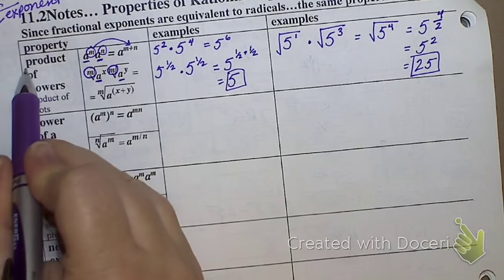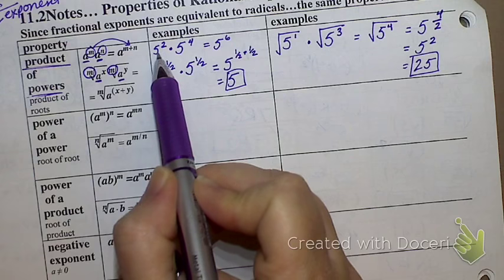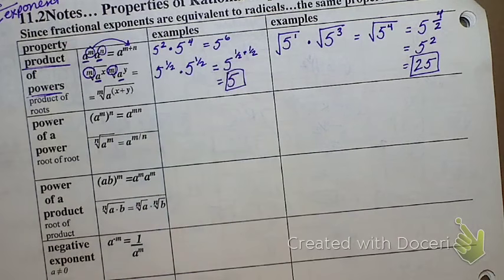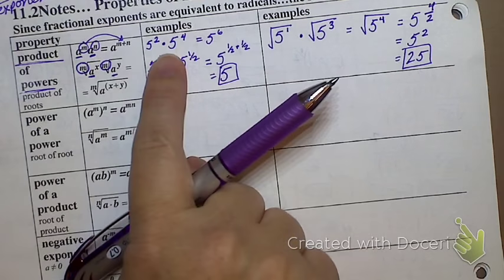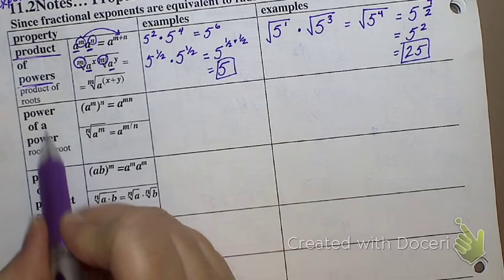Why is it called the product of powers? Because it's a power times another power. And multiplication is what gives us products. So? Do you remember that rule from before, using it with regular numbers? Hopefully. All right, power of a power.